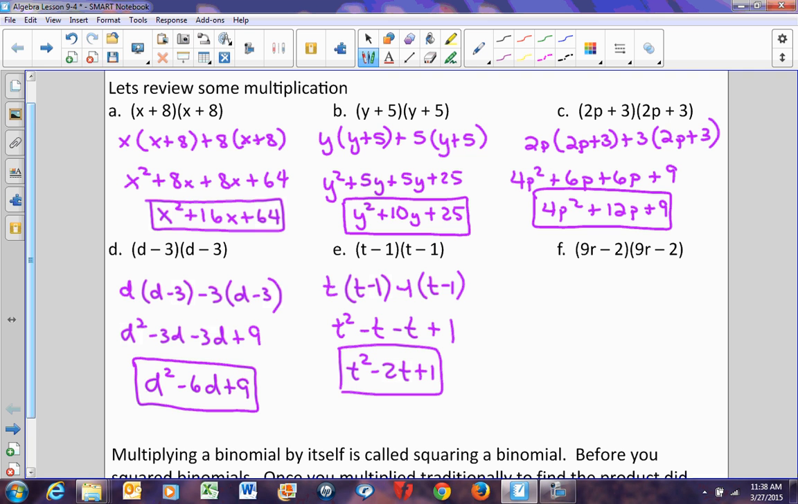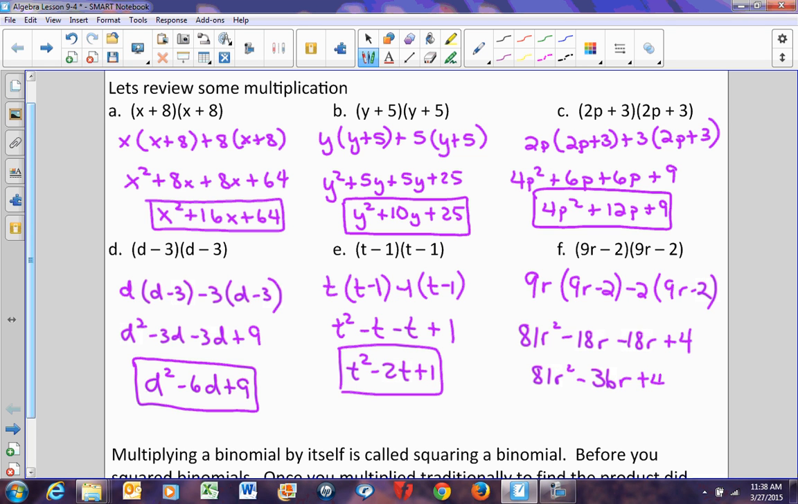And last but not least, if we have 9r minus 2 times 9r minus 2, 9r times 9r minus 2, minus 2 times 9r minus 2. That gives us 81r squared minus 18r minus 18r plus 4. So 81r squared minus 36r plus 4.